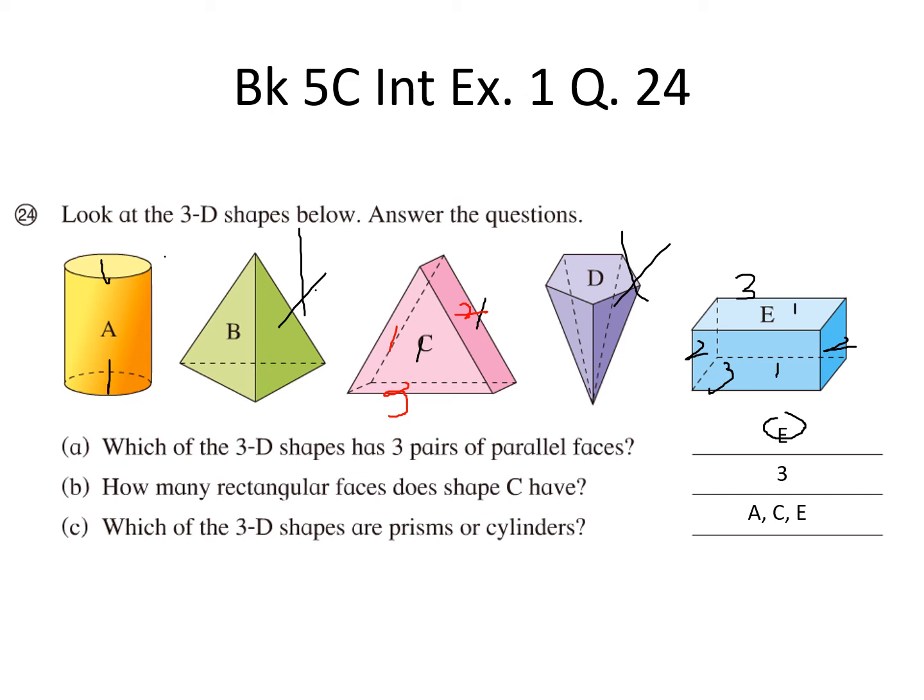Part C, which of the 3D shapes are prisms or cylinders? So all the prisms and cylinders can be stacked up steadily, and the upper base and the lower base are with the same shapes and size. So we have A, C, and E. They are cylinder, triangular prism, and cuboid.